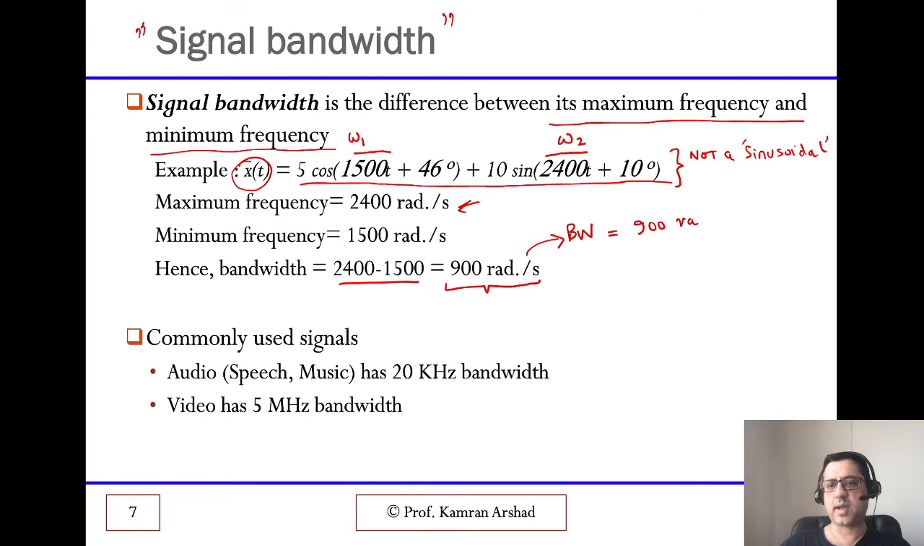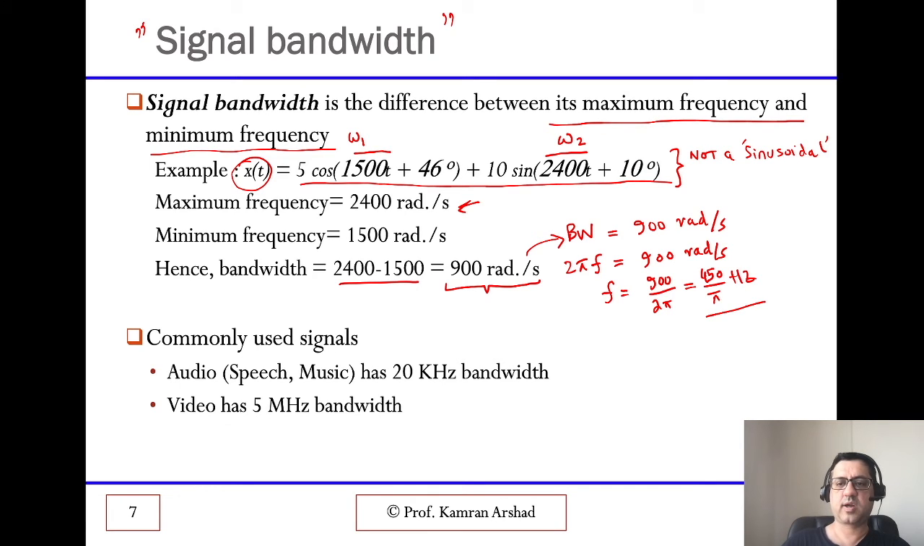If you need your bandwidth in hertz, it's always easy. 2 pi f is your omega, which is equal to 900 radian per second. So f is 900 over 2 pi, which means 450 over pi hertz. So 450 over pi hertz is your bandwidth in hertz. So bandwidth, like a frequency, can be written in radian per second or in hertz.